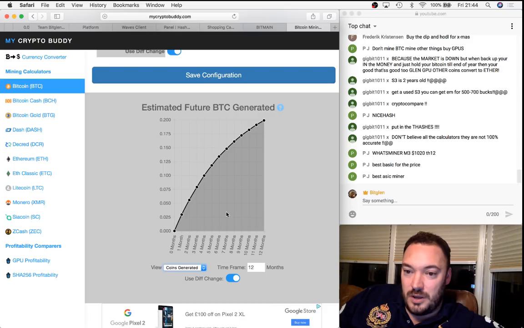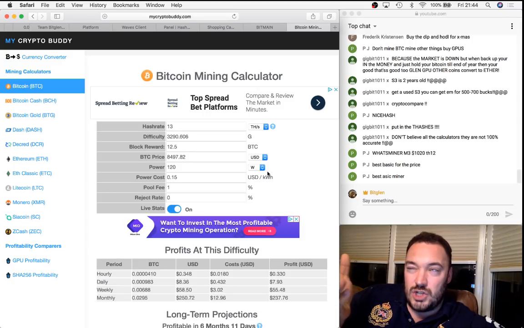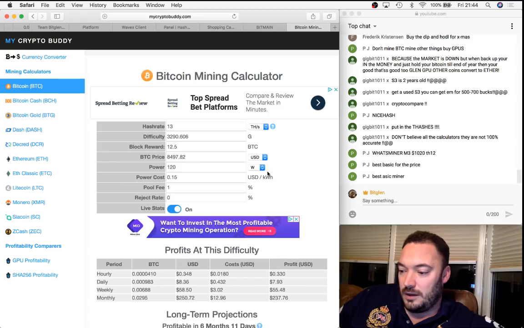Best ASIC miner. Whatsminer M3 $1,020, 12 terahashes. What's mine? I've never heard of that one. Obviously, we're going to have Samsung and GMO. They're going to be releasing all these ASIC miners, they're saying. We'll see how good they are when they come out.